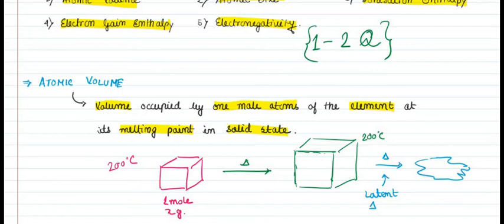So we are not doing this process, right? We are heating the metal such that it reaches 200 degrees, but it is still a solid. We are not giving any latent heat to it, just making it reach 200 degrees. At this point, the volume of this metal would be taken as the atomic volume of that metal or that element. This can be done with any element.